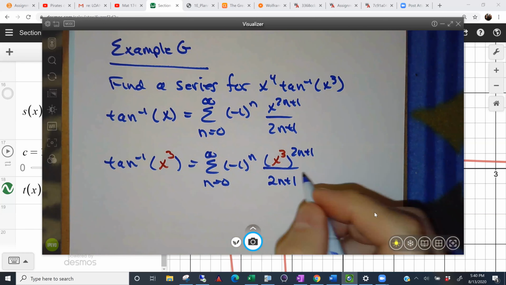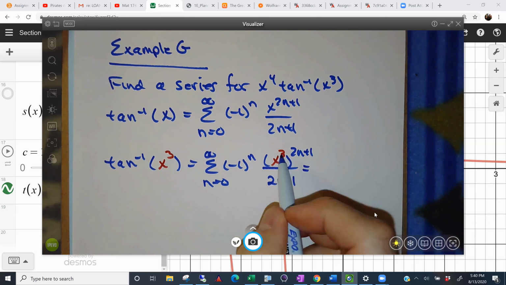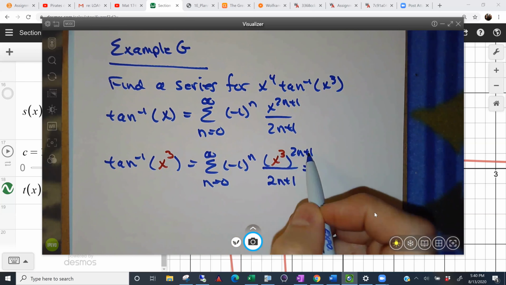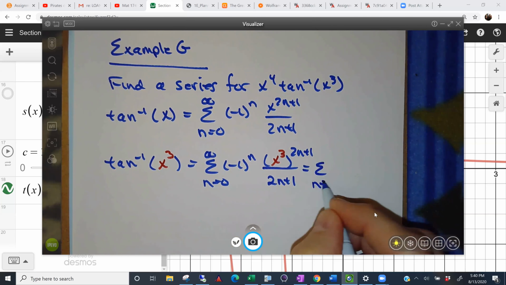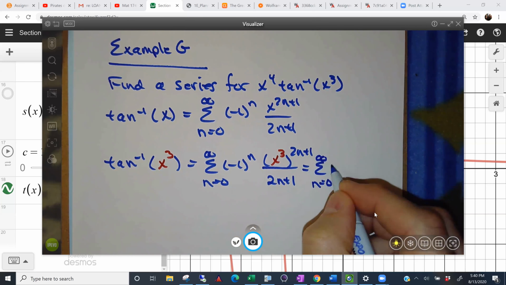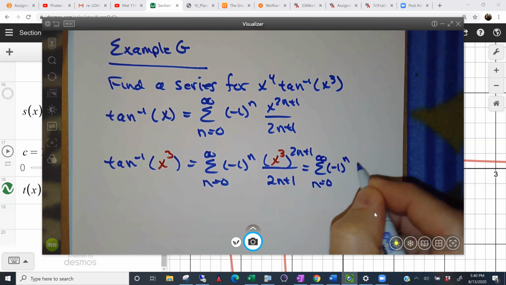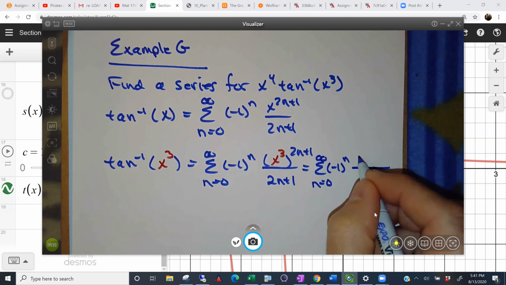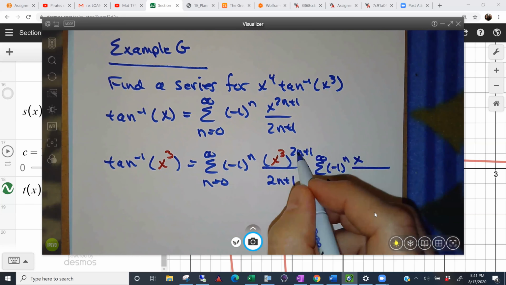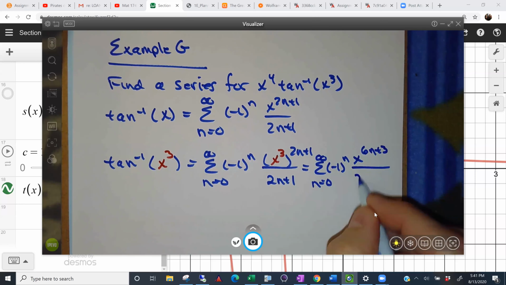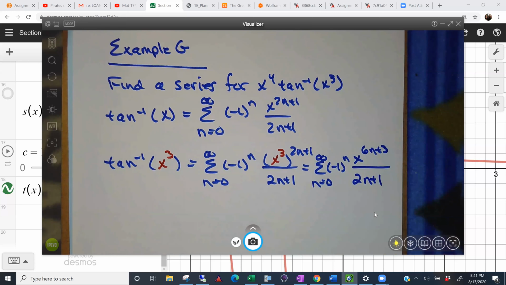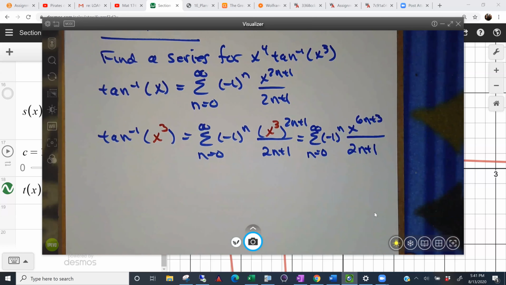And this can simplify. This exponent multiplies this exponent, so there'll be the sum from n equals 0 to infinity, -1 to the n, x to the 6n plus 3 power over 2n plus 1. And we're getting closer. What else do we need?